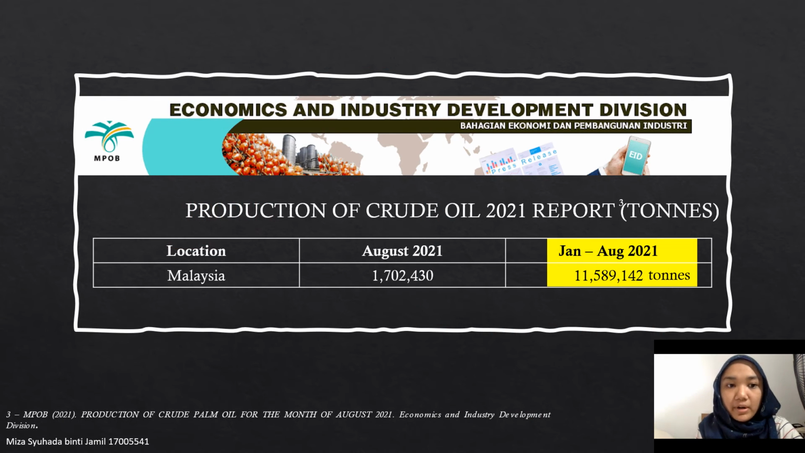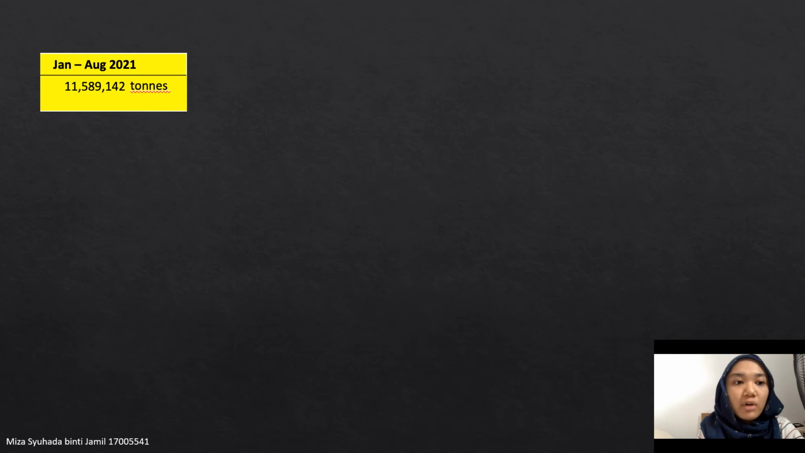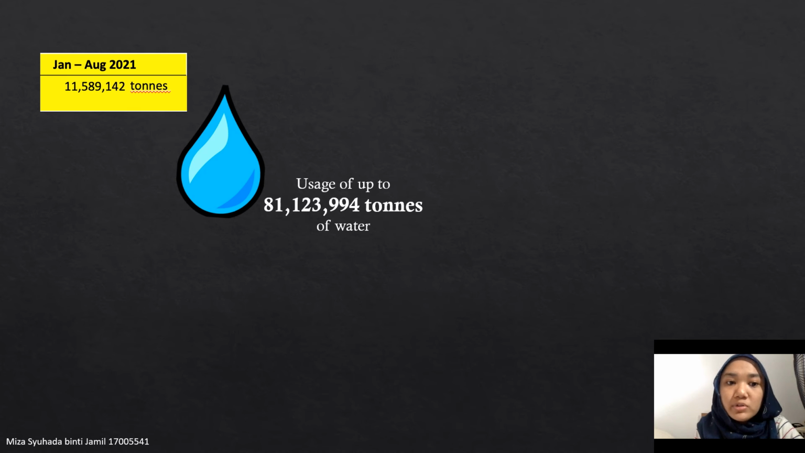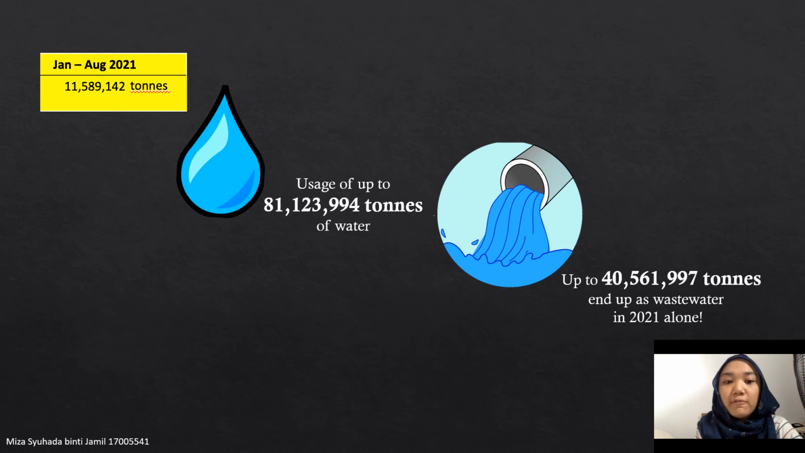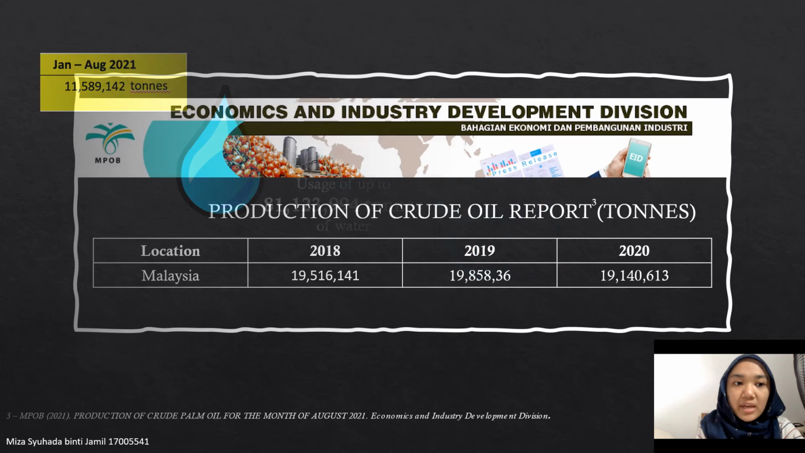This is a report given out by the Economics and Industry Development Division of MPOB. In August 2021, we were producing up to 1 million tons of crude palm oil, and in 2021 alone, it's up to 12 million tons. So with that number, 12 million tons in 2021, we're using up to 81 million tons of water, and that is up to 40.5 million tons of wastewater in 2021 alone.